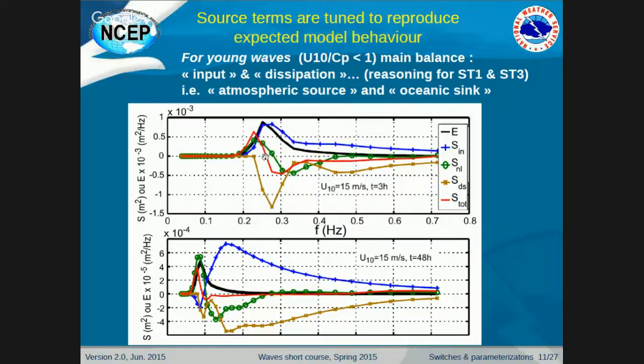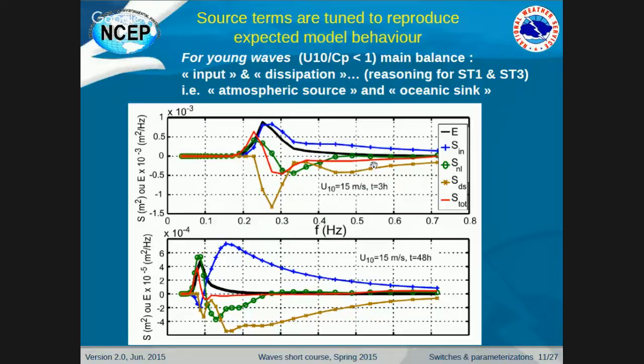The nonlinear interactions are taking energy, so it's negative here, meaning taking energy here and transferring it to both the lower frequencies and the higher frequencies. That's the famous double cascade of energy, which goes to both larger scales and shorter scales.